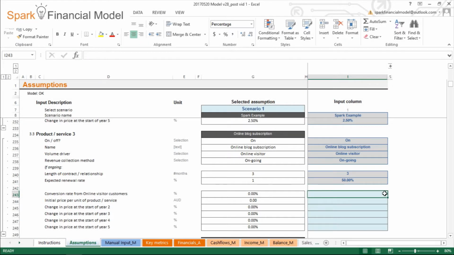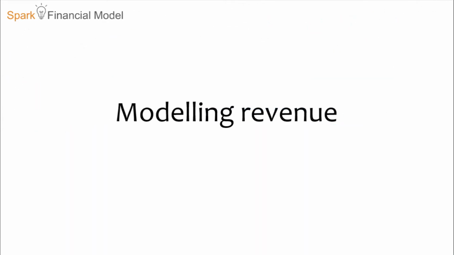Since we only have a single online offering, all paying customers from the online visitors volume driver will be buying the subscription, so 100% conversion rate, assuming the monthly fee is $5, increasing by inflation. Now that's it for revenue forecasting.